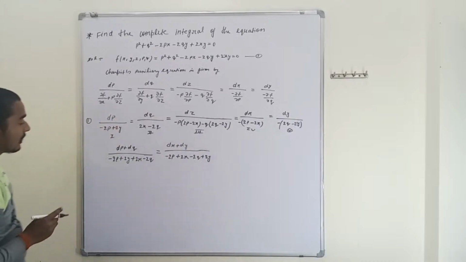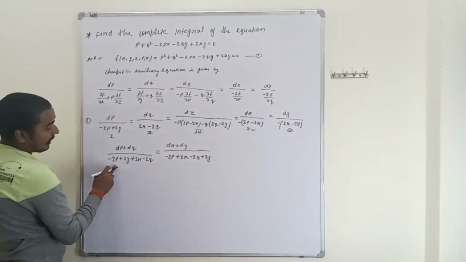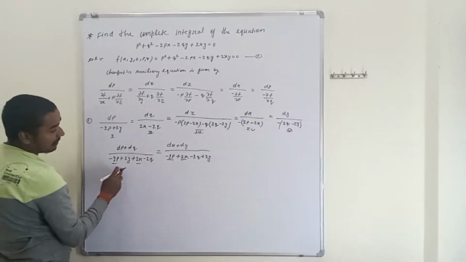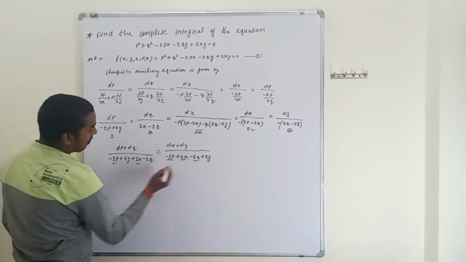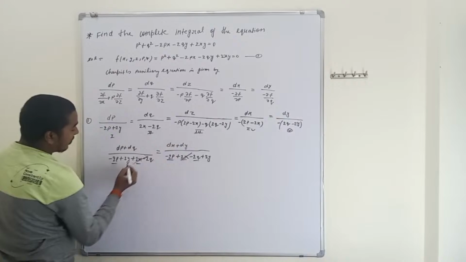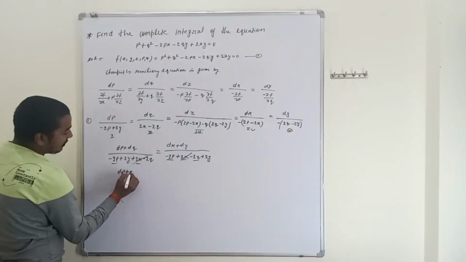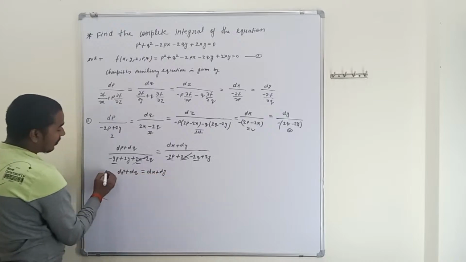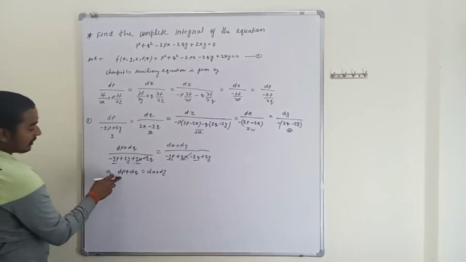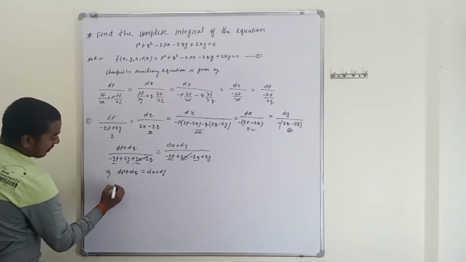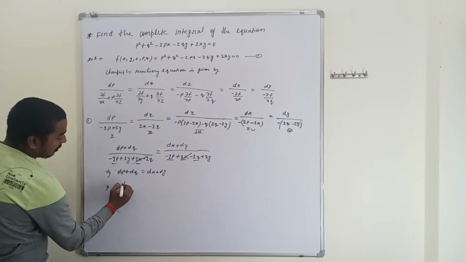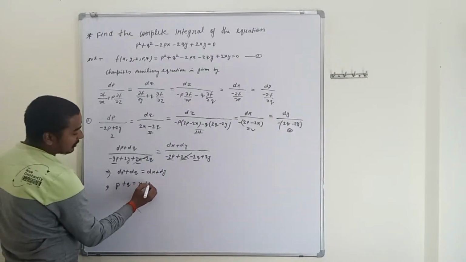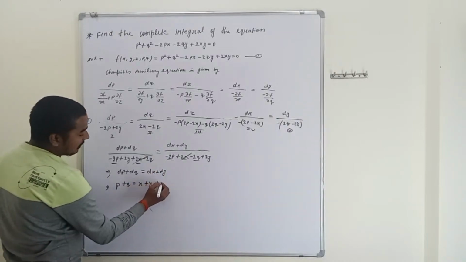From here we have to cancel out minus 2p and minus 2p, plus 2x, minus 2p plus 2x, and plus 2y and minus 2q. This part is cancelled out, then the remaining is dp plus dq is equal to dx plus dy. On integrating both the sides, integration of dp is p, integration of dq is q, integration of dx is x, and integration of dy is y, and taking constant as a.